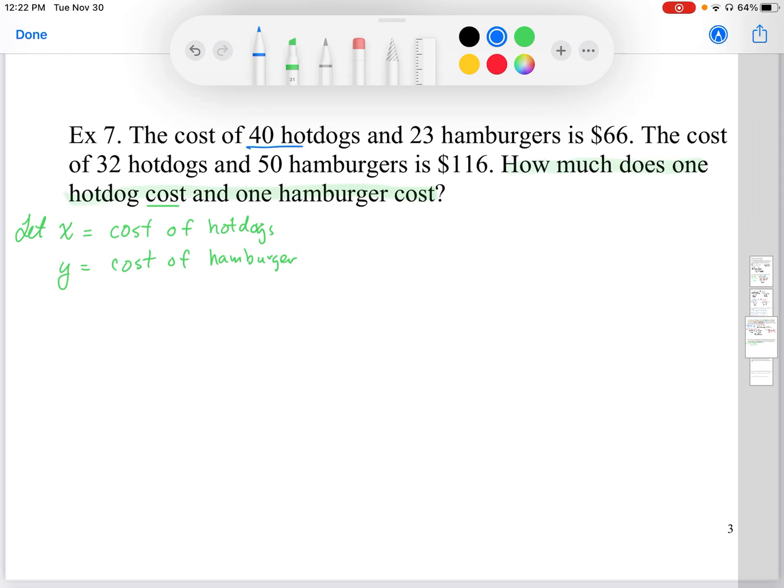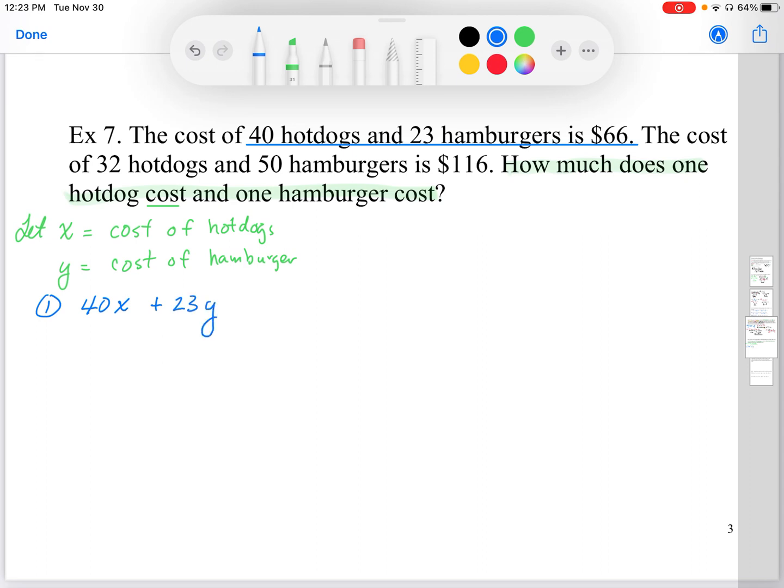So the first relationship is going to be based on this statement here: 40 hot dogs and 23 hamburgers is $66. I'm going to write this as 40. We want to calculate $66, so we need to take the 40 hot dogs and multiply it by the cost for each hot dog. That gives me the cost for the hot dogs, plus the 23 hamburgers.